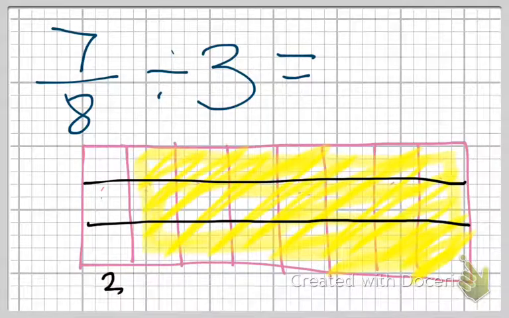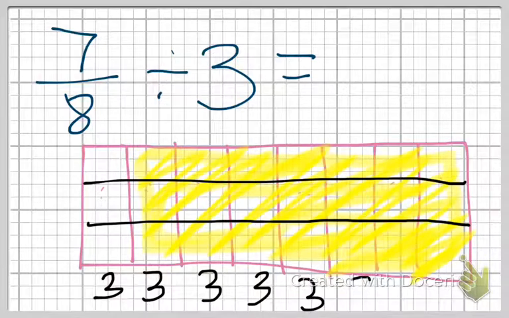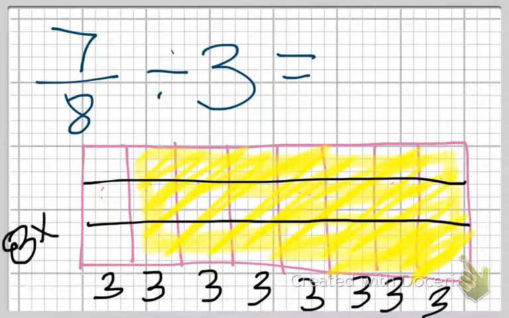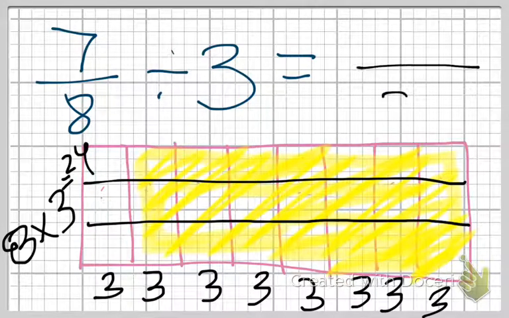And now each group, or each what was previously an eighth, has now been split into 3 parts. So I have 8 groups of 3, or in a multiplication example, 24 pieces total. My whole is cut into 24 pieces. Now, I have to split these remaining pieces up amongst my 3 friends.